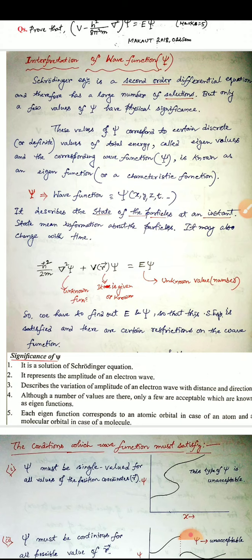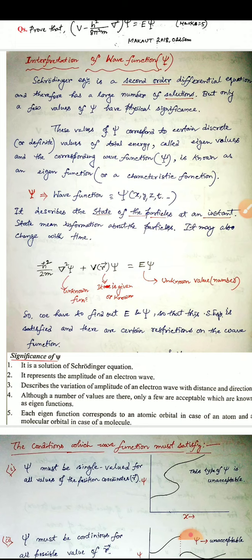Now the significance of the wave function. So what kind of information we can get from psi? Very simply, it is a solution of the Schrödinger equation. It represents the amplitude of an electron wave, so how long it moves. Again, it describes the variation of the amplitude of an electron wave with the distance and the direction. Obviously, when a particle like an electron moves, its distance and direction vary.